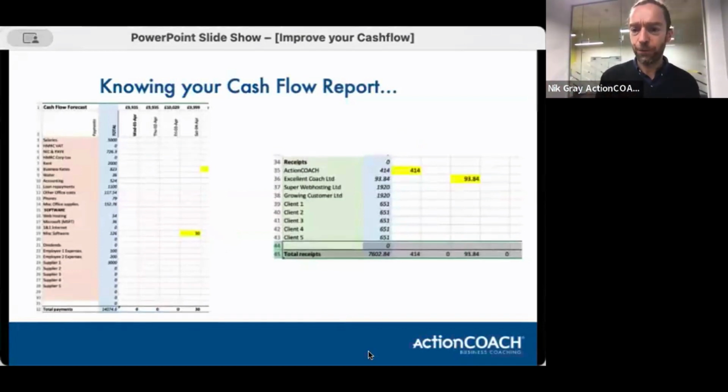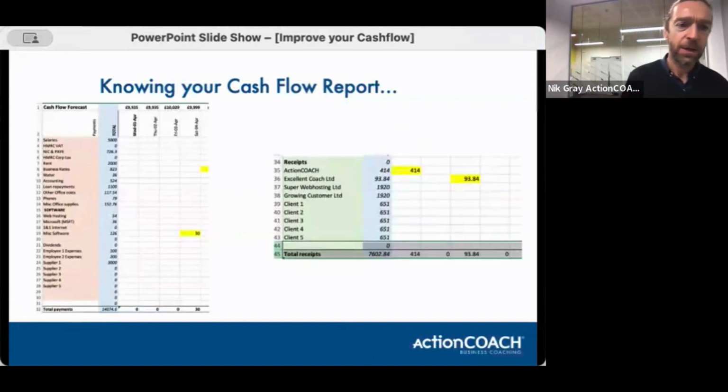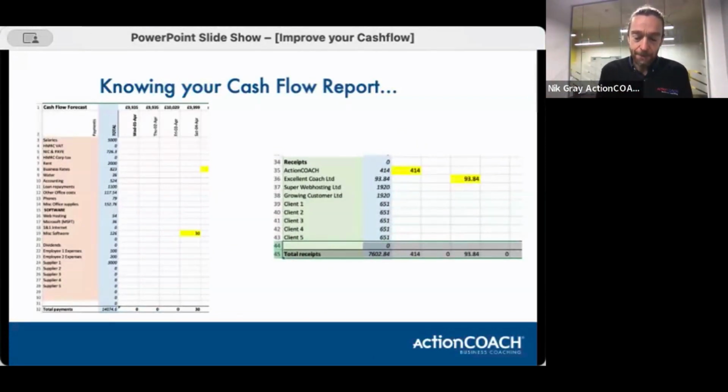Who has a cash flow forecast in their business? Just raise your hand if you've got a cash flow forecast in your business. Yep, brilliant. Matthew's got a cash flow forecast in his business. So this doesn't need to be complex, the cash flow forecast. The main premise here is we want to be guesstimating and improving our guesstimation. That's how I like to think of it.